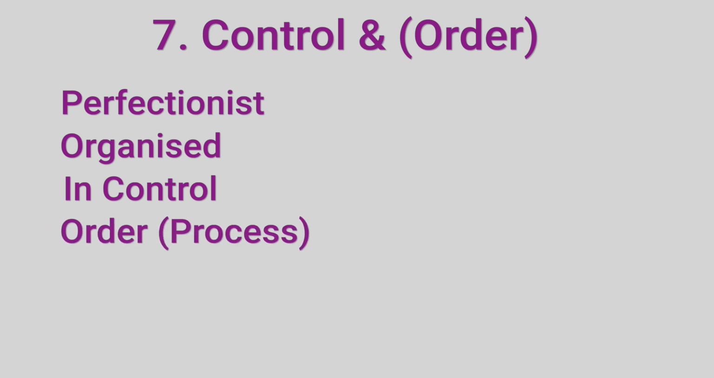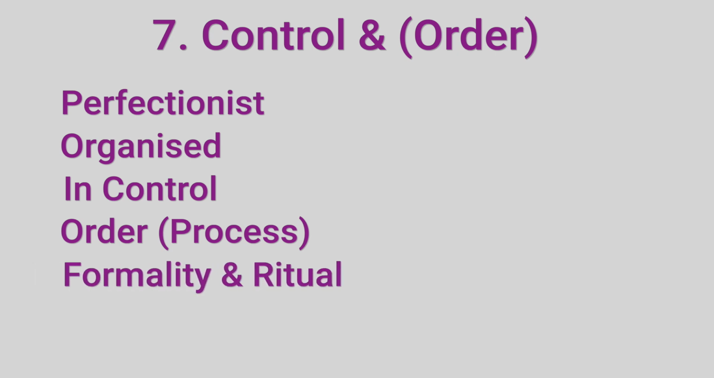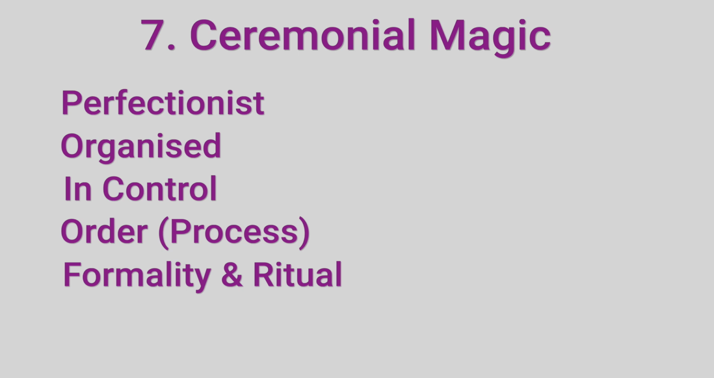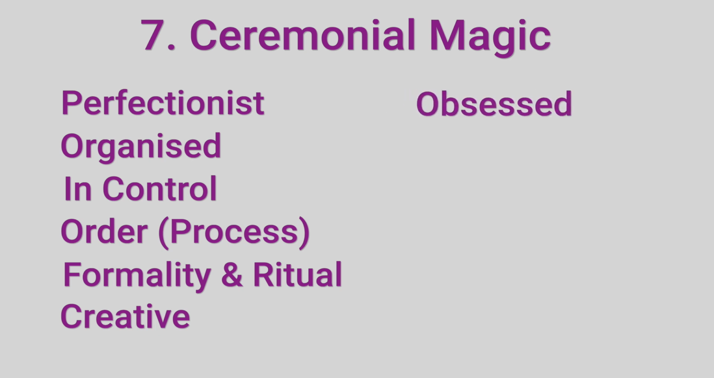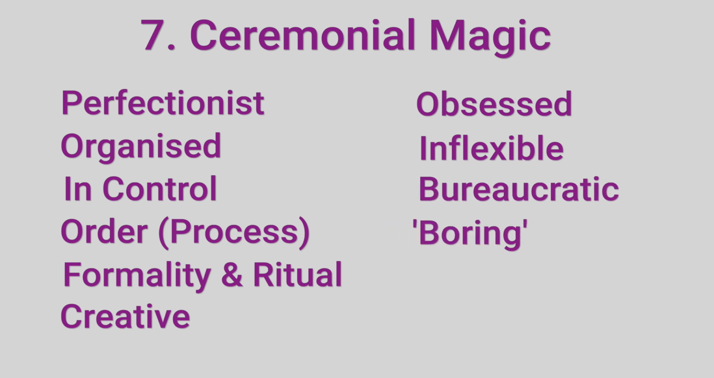They thrive on order and doing things in the right way, usually with formality and ritualistic ceremony. This is why an alternative title for the seventh ray could be ceremonial magic. They have an eye for detail and can be very creative. However, they can become easily obsessed with endless organization, making them inflexible, bureaucratic, and boring.